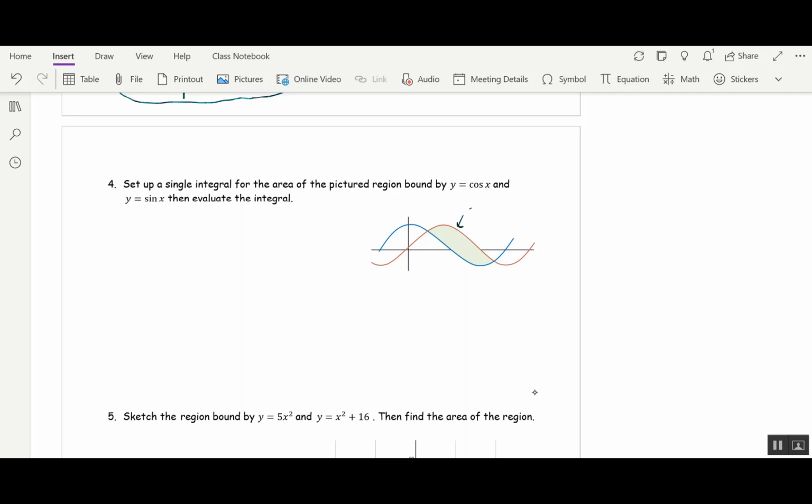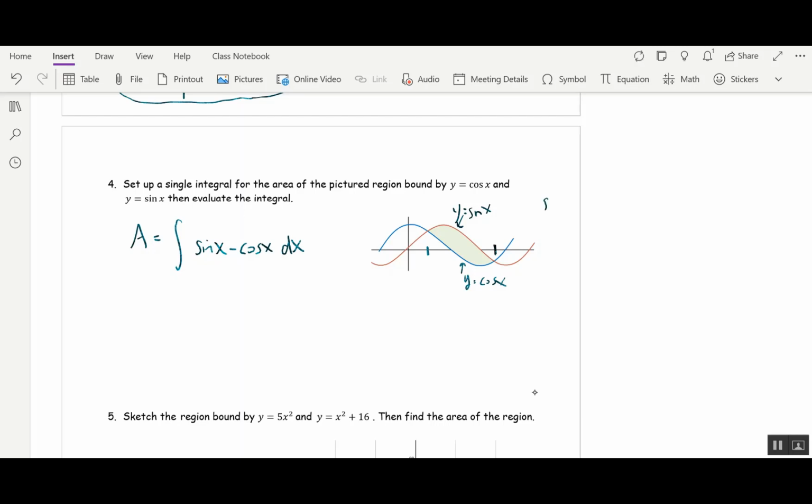So the top curve is sine x, y equals sine x, and the bottom curve is y equals cos x. So the red one is sine x. And what is this value and what is that value? Because the area is going to be the integral from this value to that value of sine x minus cos x dx.